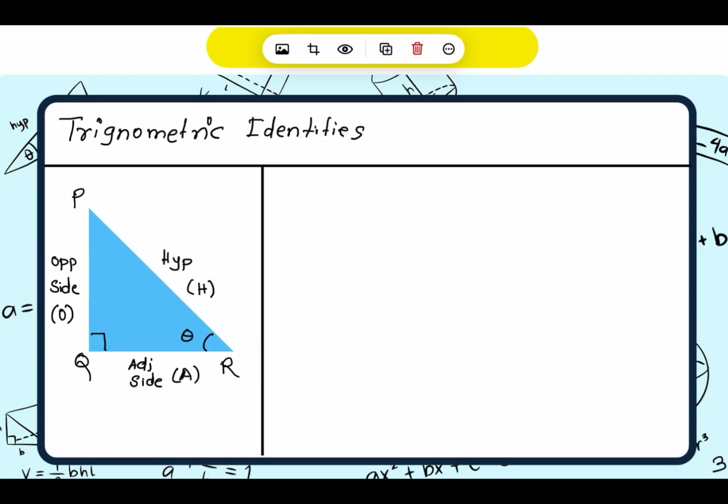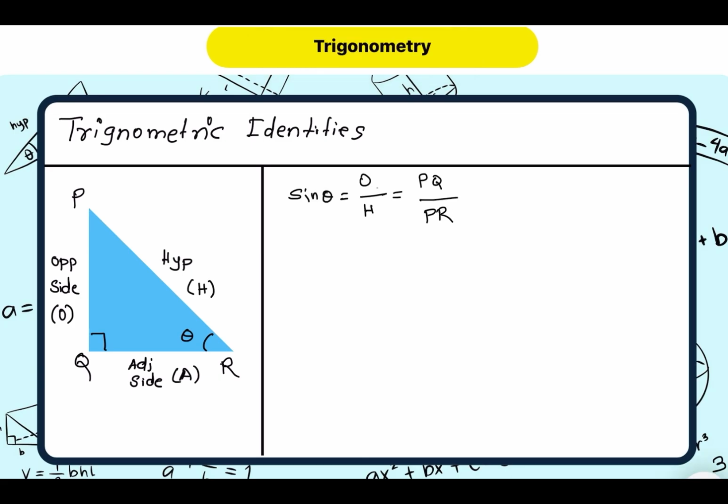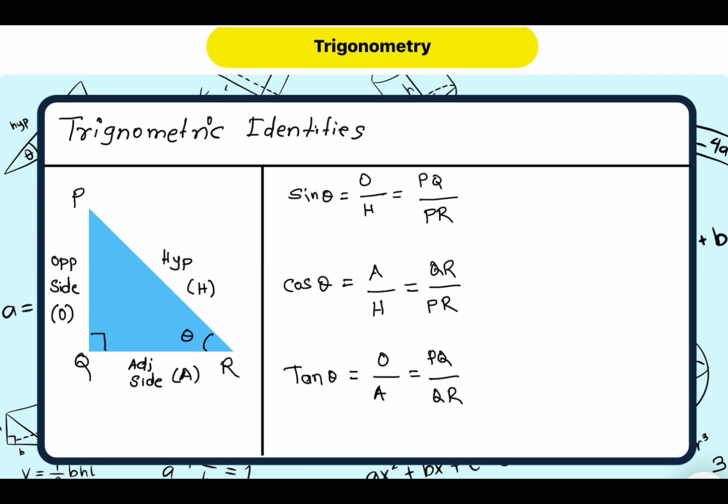So as per what we have learned in video 1, sin theta is equal to O upon H. That means PQ upon PR. Cos theta is equal to adjacent side upon hypotenuse. That means QR upon PR. And tan theta is equal to opposite side upon adjacent side. That means PQ upon QR.